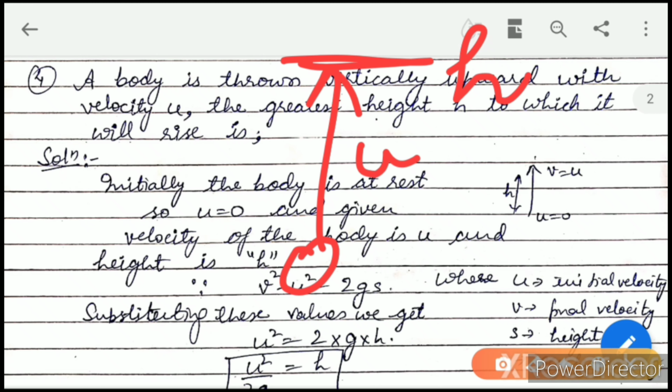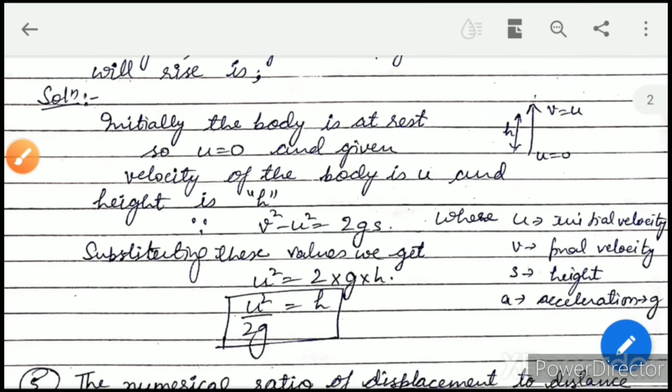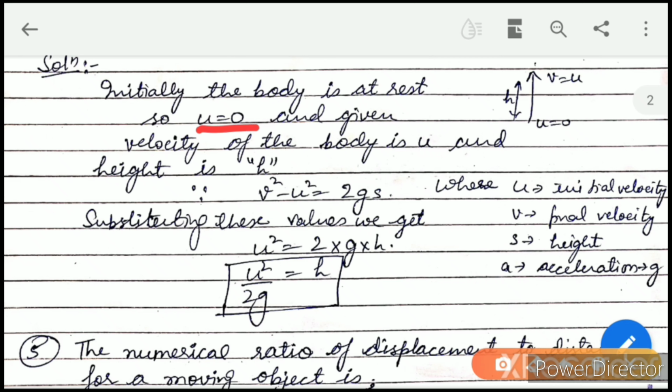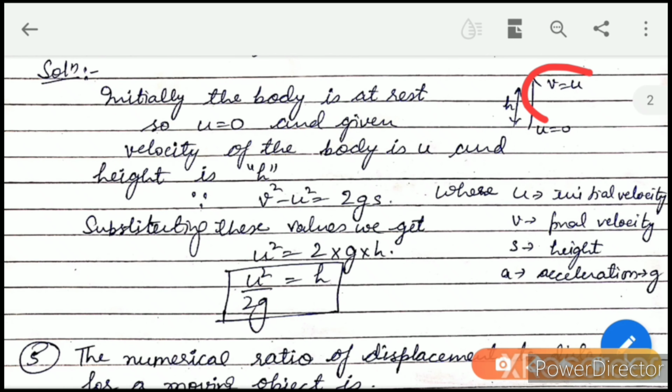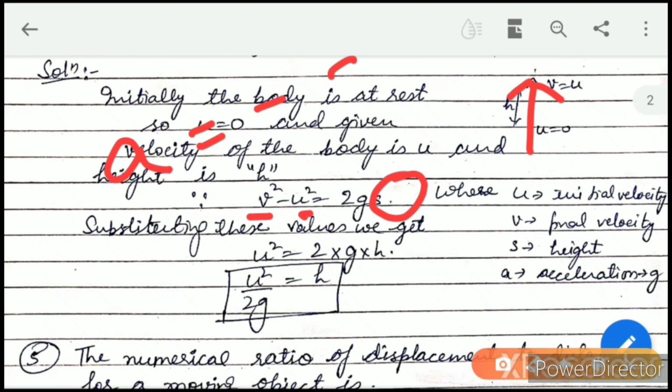So initially the body was at rest, so we can say that the initial velocity u will be equal to 0. Don't get confused, it has been given that the velocity of that particular object is u. So the final velocity will be u, and let us take height as h. Now we have initial velocity, we have final velocity, and of course the height is h, and it is going against the gravity. So acceleration a will be equal to minus g.